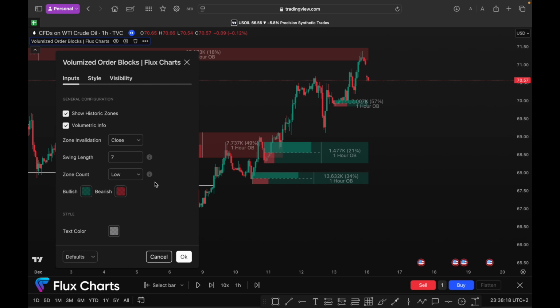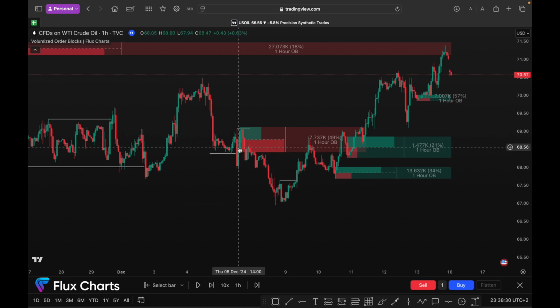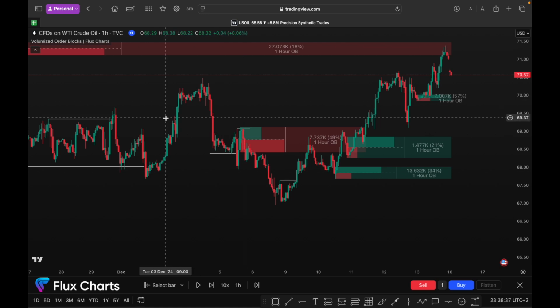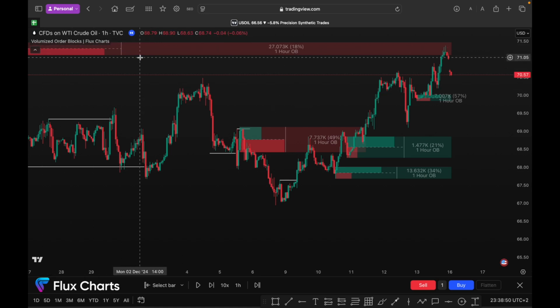And then you can play around to find your comfort zone with this free order block indicator. This helps you a lot by identifying which ones you can look for, and if you are uncertain on which order blocks to use. Alright, so I hope this video helps you a lot. Don't forget, you need to put on this indicator, volumized order blocks by Flux charts.